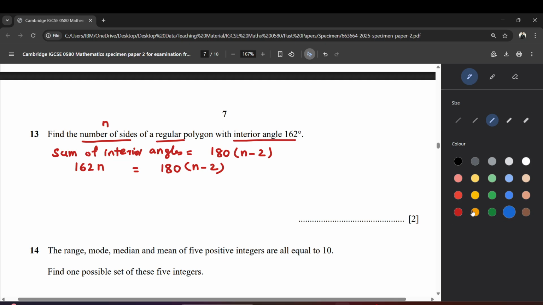The second way of starting this question is that one interior angle is going to be the sum of interior angles, which is 180 times n minus 2, divided by the number of sides. So you have the sum of interior angles and then you divide by the number of sides, and you would be able to get one interior angle. We already know that one interior angle is 162. Now if you multiply this n to the other side, you end up with the same equation.